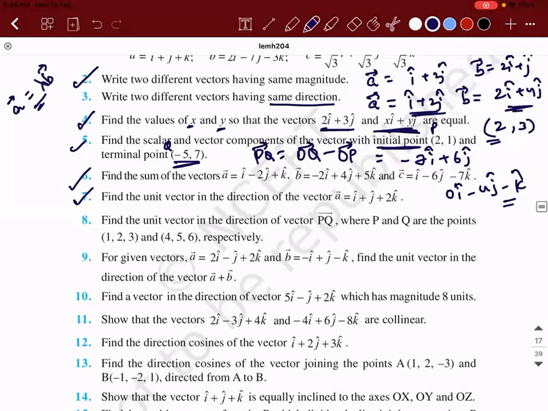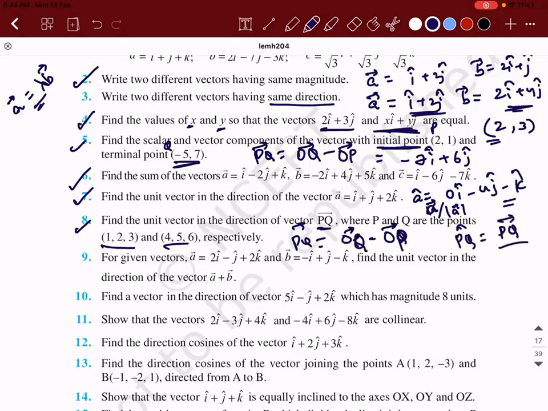Seventh one, you can do it. Find the unit vector. A cap is equal to A vector divided by magnitude of A vector. Find the unit vector in the direction of PQ vector, where P and Q are these points. So how will you do it? First, find PQ vector by using OQ vector minus OP vector. Then what am I supposed to do? PQ cap is what you need to find. PQ cap will be PQ vector divided by magnitude of PQ vector.